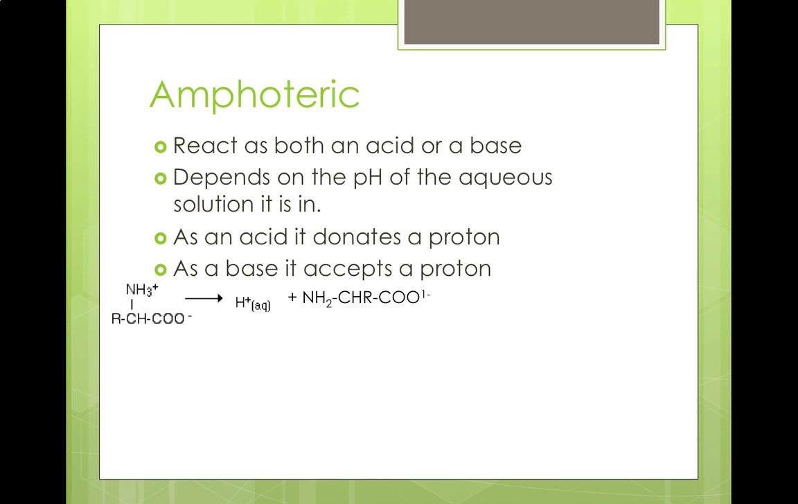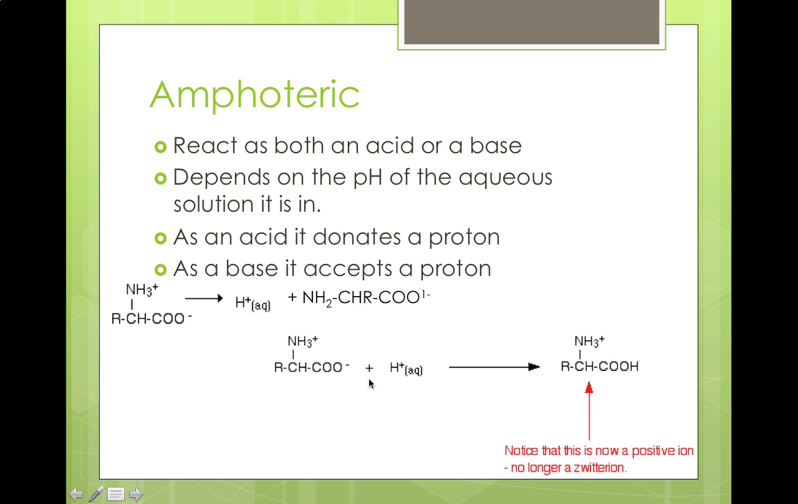For the base reaction, I start again with my Zwitter ion. It's going to take a hydrogen from something else in its surroundings, whatever my aqueous solution is or whatever else is in it. It's going to add that hydrogen to where the carboxylic acid was. So now I have an overall positive ion, because I still have the positive from my amine group having taken that hydrogen initially, but now my carboxylic acid is there in full.